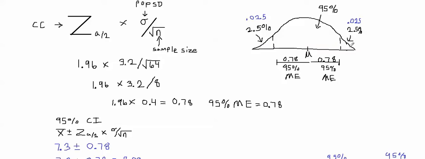Now, if my sample mean is so high that it's up here in this upper tail, then my entire confidence interval falls above the population mean, and the population mean is somewhere below the lower end of my confidence interval.